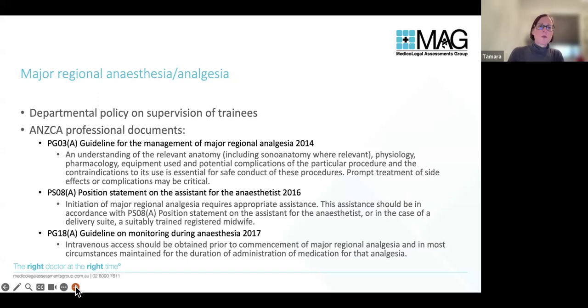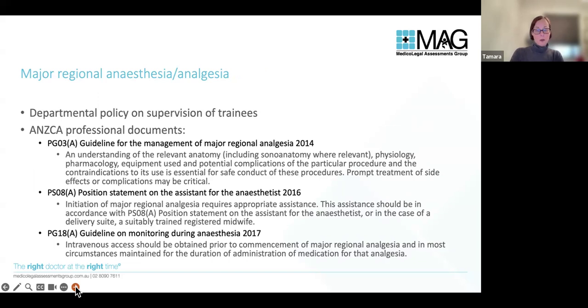Looking at professional guideline 03, the guideline for the management of major regional analgesia, obviously you need to understand the anatomy, you need to understand your drugs, and you need to know the complications of any procedure you're going to do.